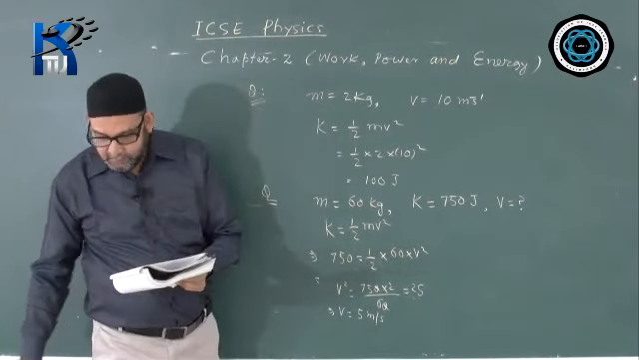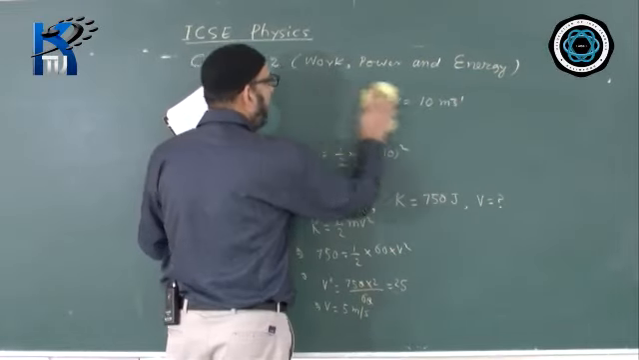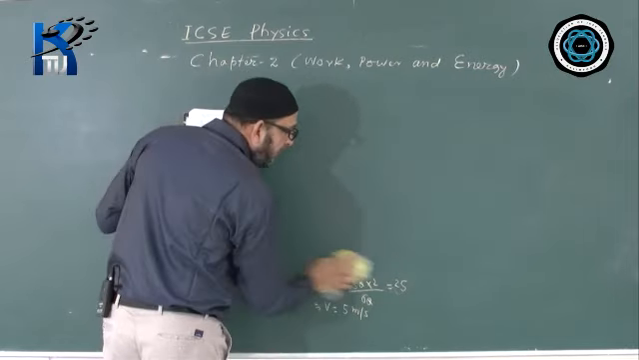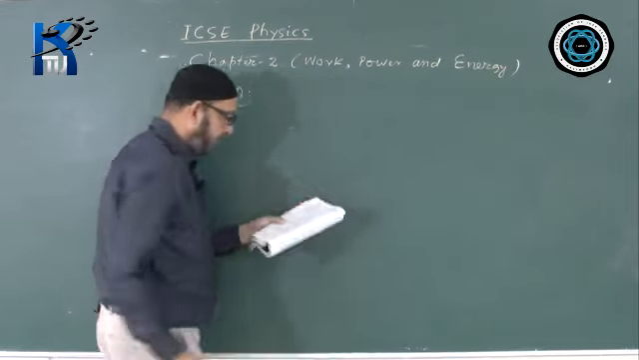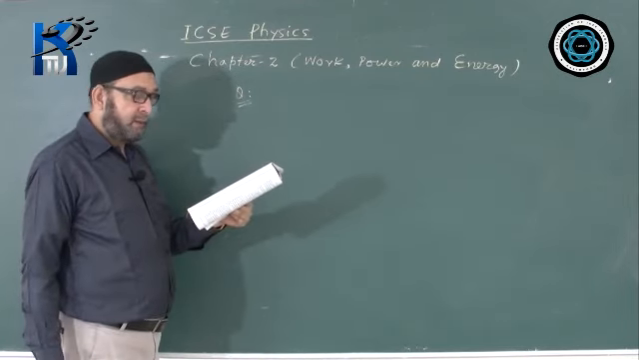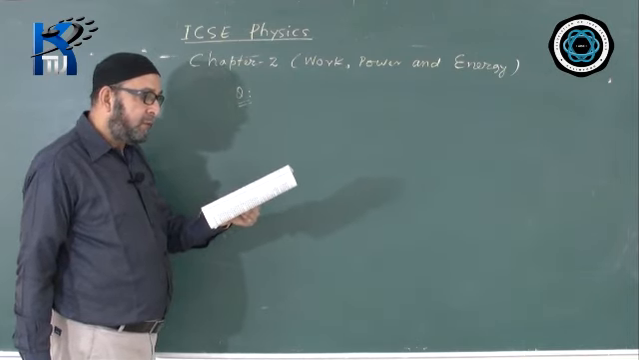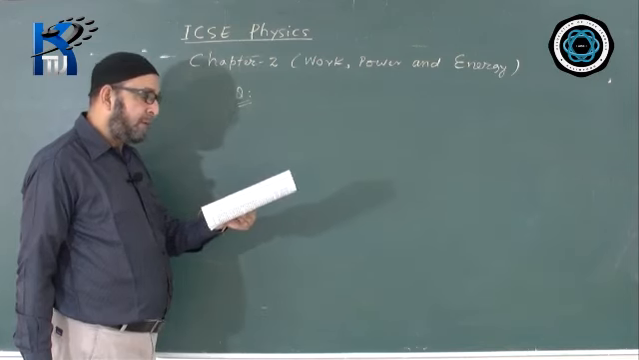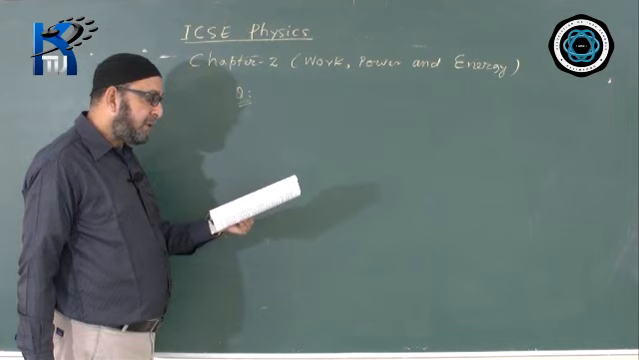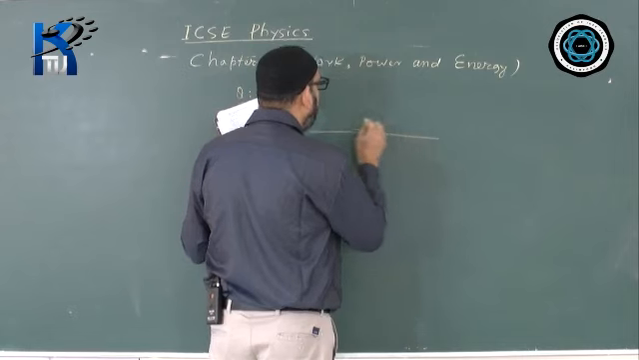Now the question says a spring is kept compressed by a toy cart of mass 150 gram. On releasing the cart, it moves with a speed of 0.2 meter per second. Calculate the potential energy, that means elastic potential energy of the spring. So they may give a diagram as well here, like this.